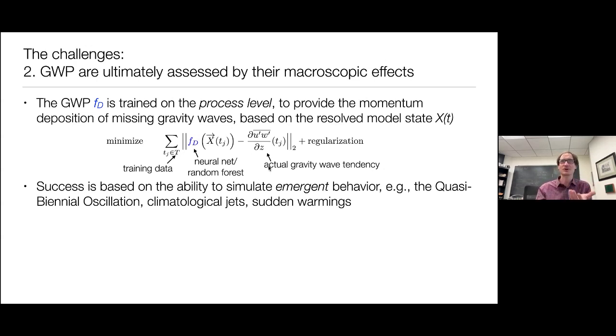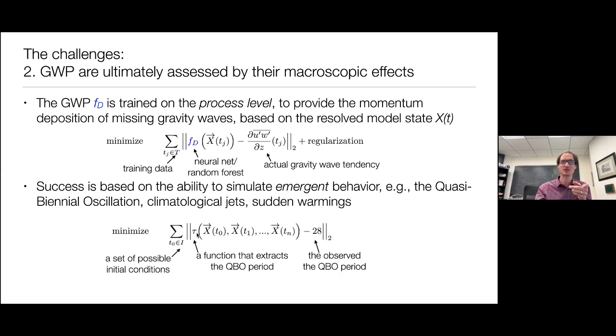But that's not really what people want. People want a good simulation. They want the emergent behavior. And that emergent behavior, for example, here we've been focusing on the QBO. They want the period of the QBO, which you need to run the model for a long time to get, right? To get a QBO, to get a period of something that takes 28 months. That's what they want. That's the objective function they're aiming for.